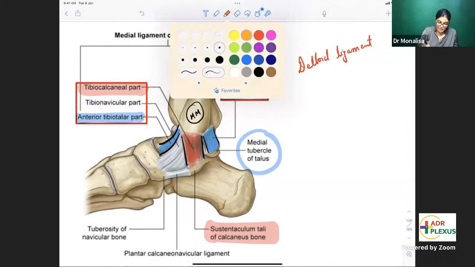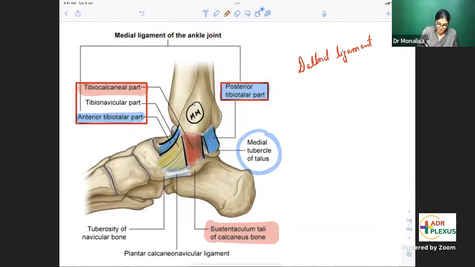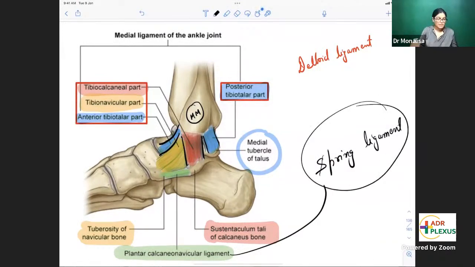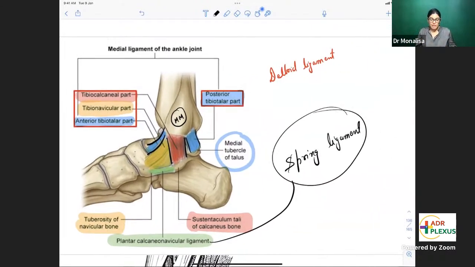The other extension is tibio-navicular, which is extending towards the tuberosity of the navicular bone. It also merges with another ligament, the plantar calcaneo-navicular ligament, whose other name is spring ligament. So by seeing this image, it is quite clear that the deltoid ligament or medial ankle ligament is not attached to any kind of cuneiform bone. So that is the right answer.